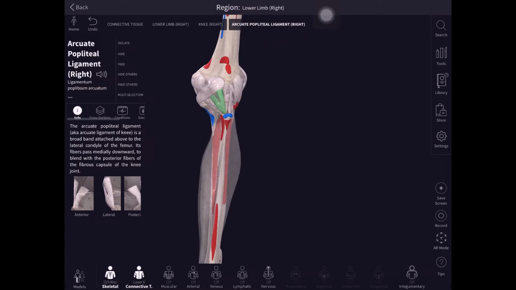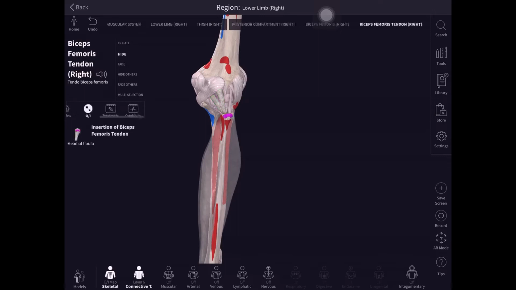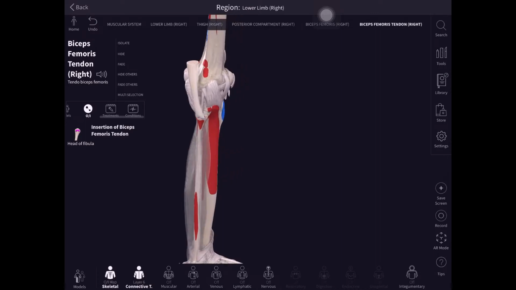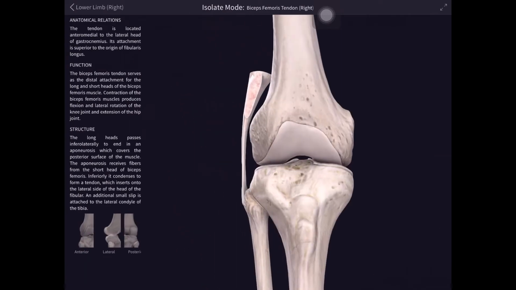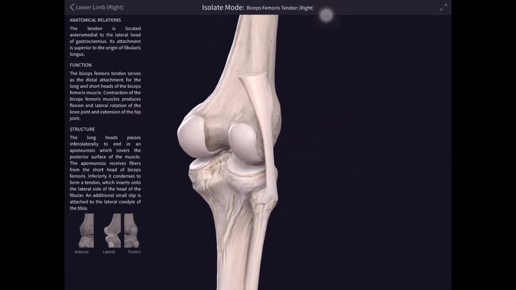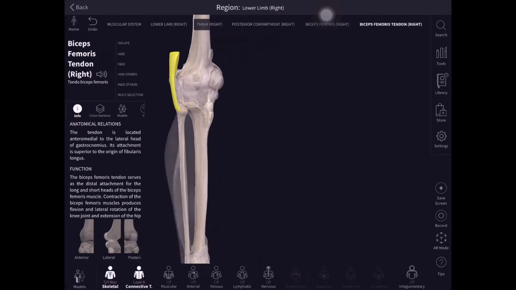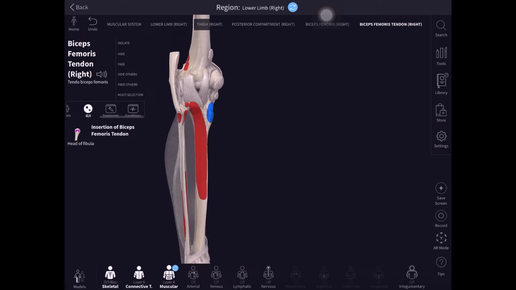Next we said there is a muscle. You can see there is a blue colored C-shaped area. That's the insertion of your biceps femoris. So this is how the biceps femoris tendon is attached. You can see here there is a biceps femoris, long head and short head both are attached to this. Here only the tendon is shown.